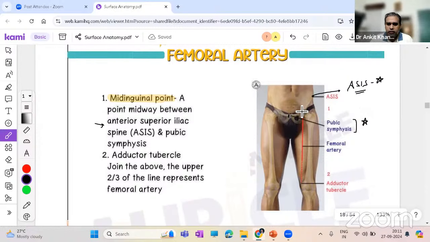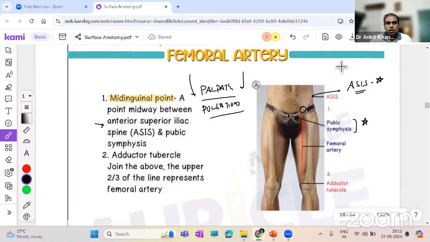Once you palpate these two, you know roughly the total length of it. It is around 8 to 10 centimeters. You then take roughly their midpoint and press your finger over there. Once you start to palpate, you feel the pulsations of this artery, that is the femoral artery.